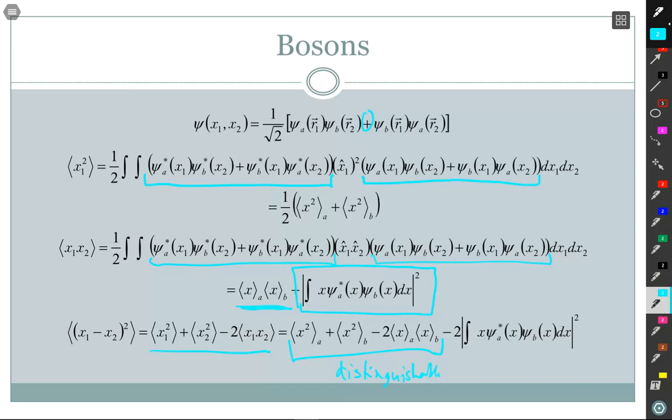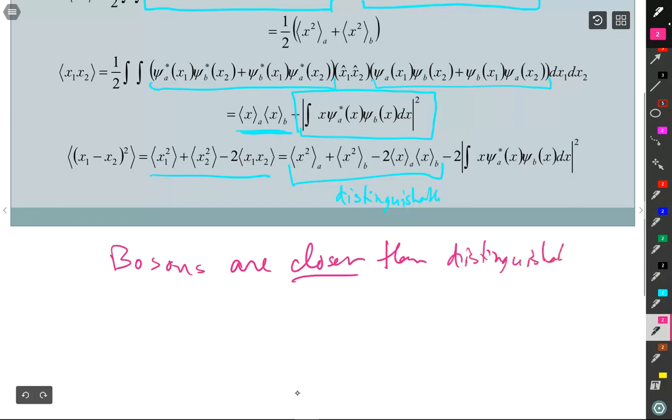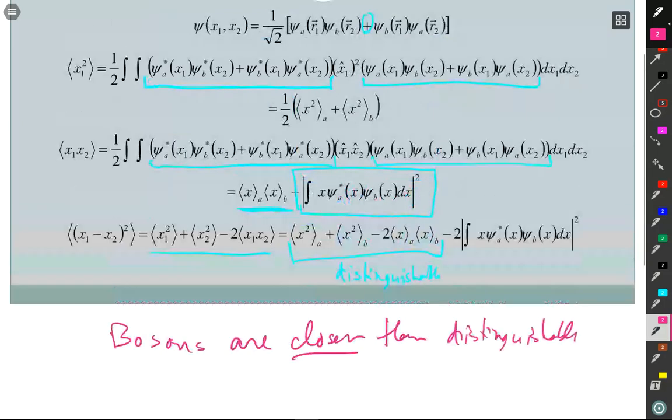Increase it? Oh, it's positive inside. Yeah, it's positive inside the mod square. So what's it going to do? Decrease it. So as an outcome, we can see right now, bosons are closer than distinguishable. So that's something interesting. Bosons can get closer than distinguishable particles can. In fact, there's a force to push them to do that, we call this exchange force.